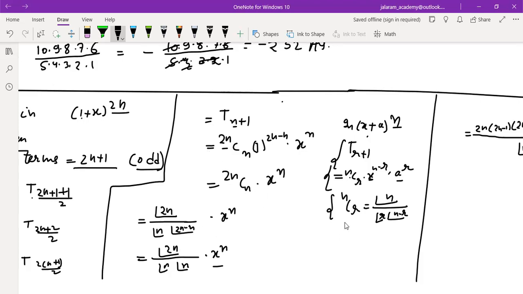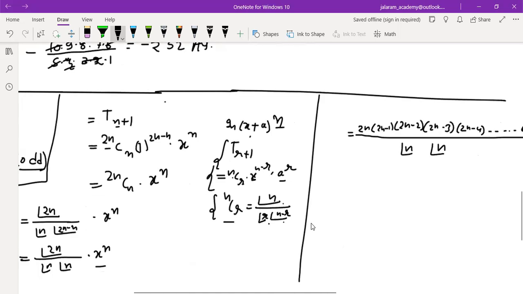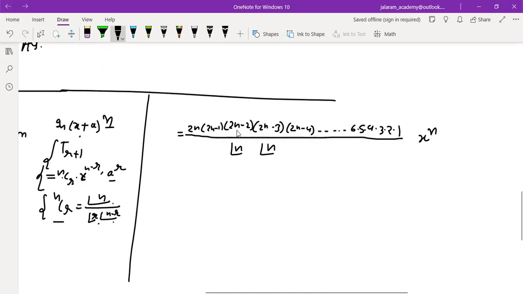So we will further simplify this nCr using nCr is factorial n upon factorial r into factorial n minus r. So it is factorial 2n over factorial n into factorial 2n minus n into x to the power n, that is factorial 2n upon factorial n into factorial n into x to the power n. 2n minus n is factorial n. Now expand this factorial 2n: 2n into 2n minus 1 into 2n minus 2 into 2n minus 3 into 2n minus 4 and so on up to 6 into 5 into 4 into 3 into 2 into 1, over factorial n into factorial n into x to the power n, using the property of factorial.